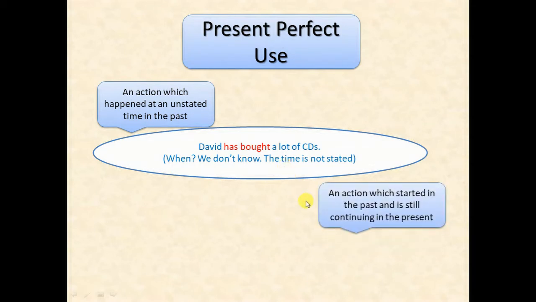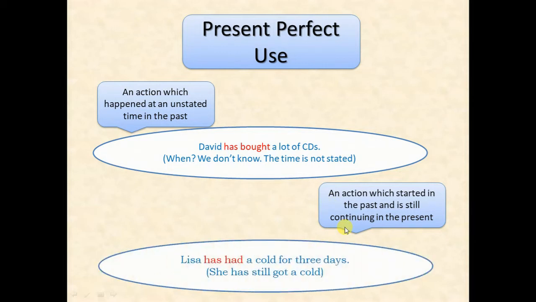Next, we use the present perfect to talk about an action which started in the past and is still continuing in the present. This means that we can see its results. Example, Lisa has had a cold for 3 days, so she has still got the cold. She didn't recover. So this is the continuation from the past to the present.